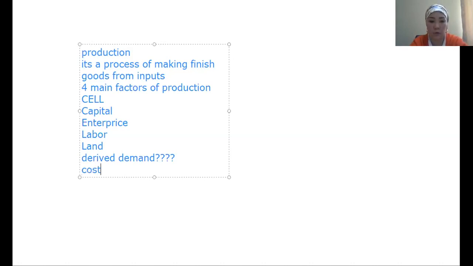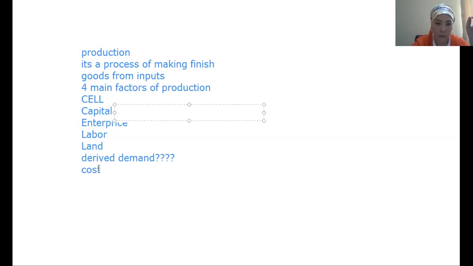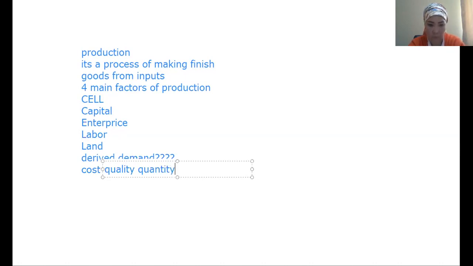So they are cost, quality, and quantity. These are the main determinants that we need for the demand for the factors of production.